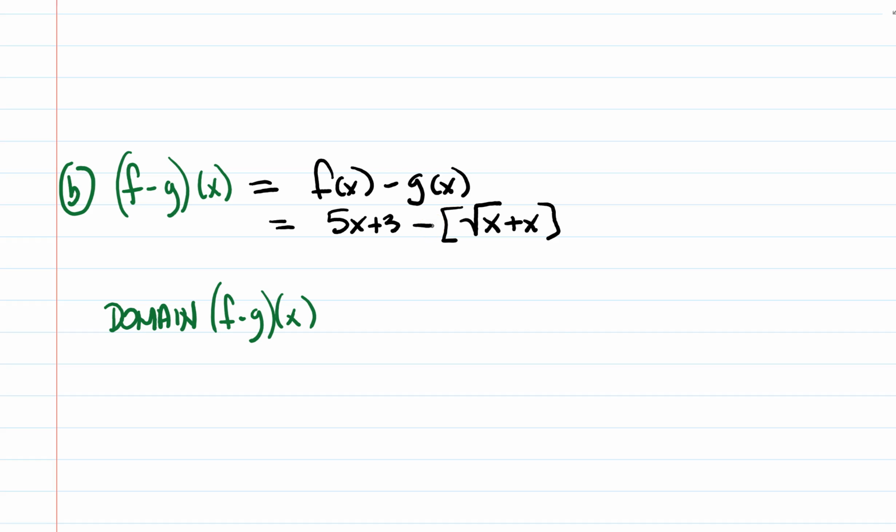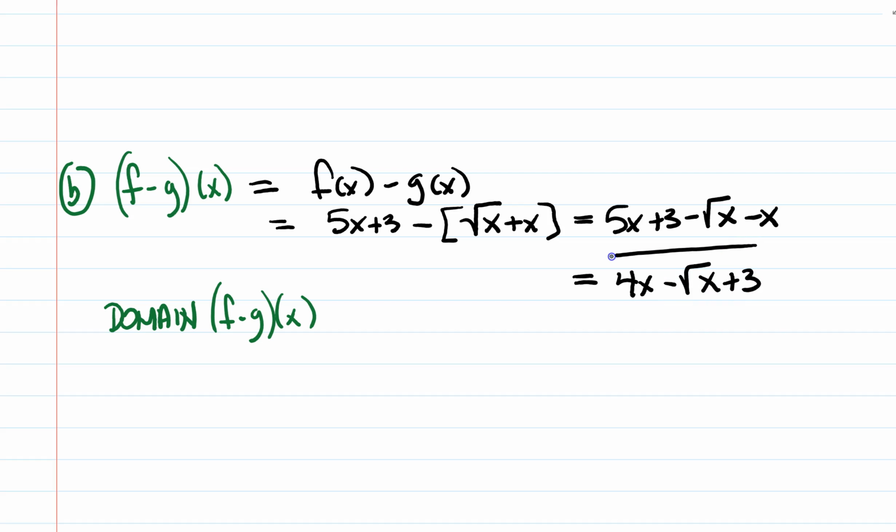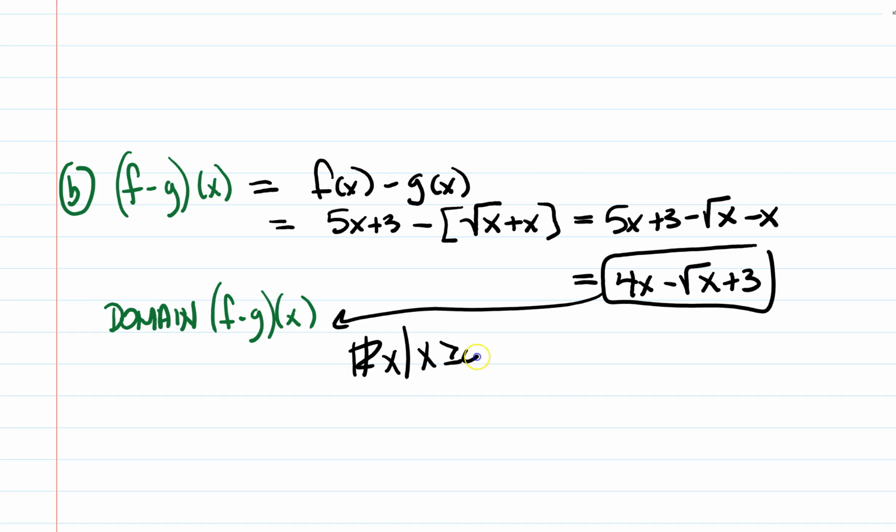So I'm going to use the distributive property here. This tells me that I get 5x plus 3 minus the square root of x minus x. This simplifies to 4x, because 5x minus x is 4x, minus root x plus 3. And when I consider the domain of f minus g of x, it's the same thing: all real numbers x such that x is greater than or equal to 0, because I have a square root in my expression. Hopefully this makes sense so far.